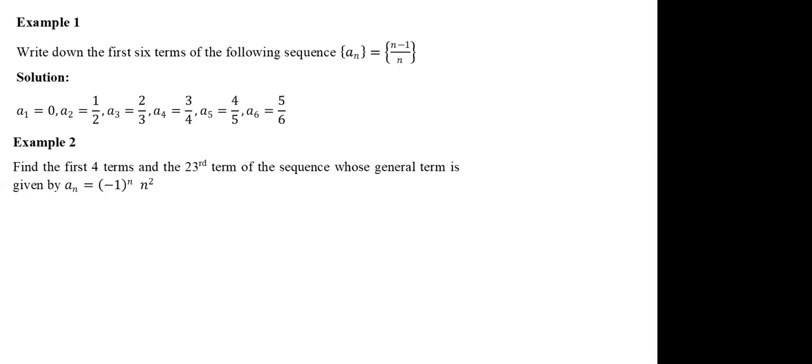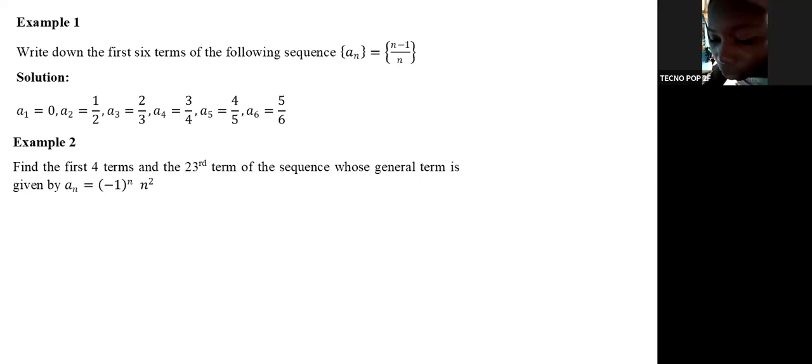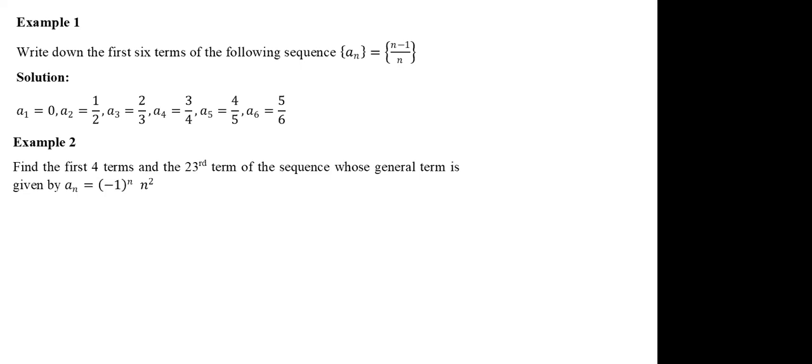Now, when you are raising minus 1, it depends on the power that you are using to raise it. If that power is an even power, then you are going to get 1. But if the power is an odd power, then you are going to get minus 1. Do you understand now? Yes, sir. Now, don't forget you have n square. Anything you get, either 1 or minus 1, you use it to multiply n square.